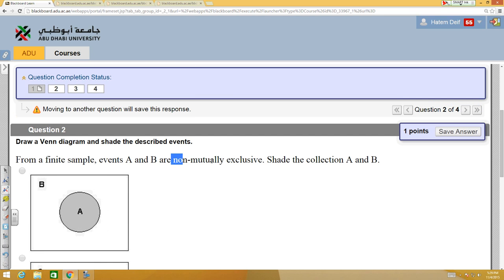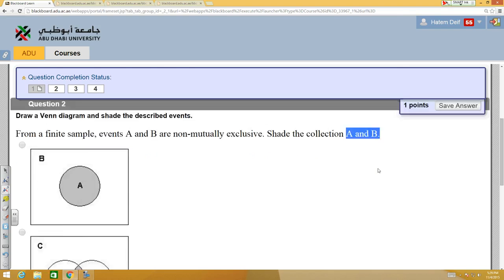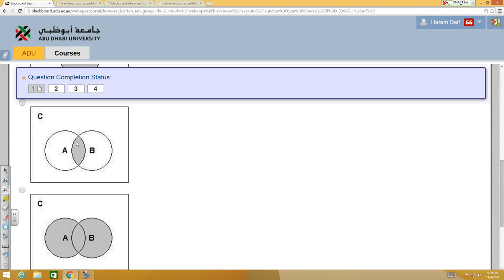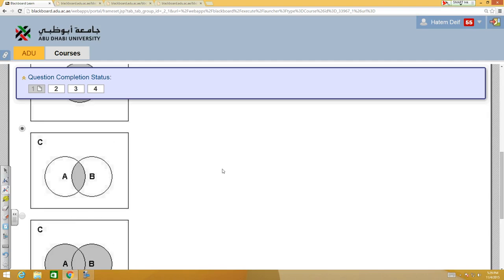The question says they are non-mutually exclusive, which means they share something. The shading is A and B. A and B means what? The common part, right? This is already shaded, the common part. Here shaded what? The or. Here shaded the or, but he's looking for the and. So this should be the right answer.